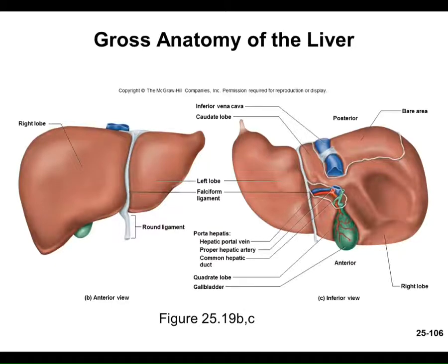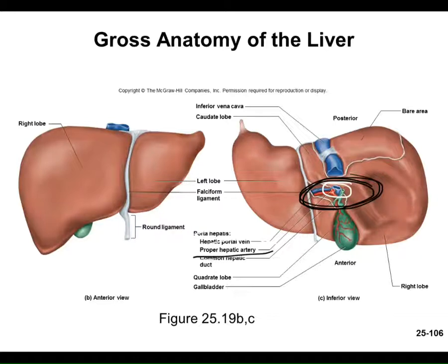So let's take a look at this. We've got coming in. Can we see coming in? Yeah, we can see coming in. So the hepatic portal vein is coming in right here. Blue, right? Blue blood. And then there's also the proper or the regular hepatic artery. And they're coming in right here, kind of right next to the gallbladder.